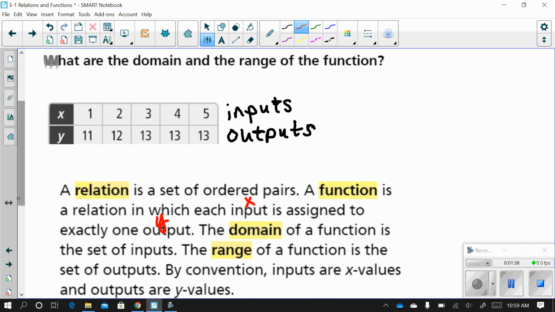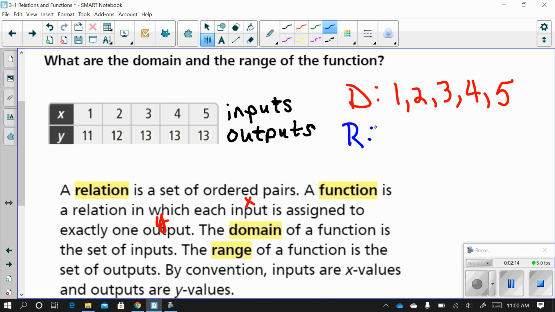Okay, so now we can actually go back to the problem. What are the domain and the range? Okay, so domain are inputs, so our x values. So domain, label it with a D: 1, 2, 3, 4, and 5. It's just my x values, which are right here.